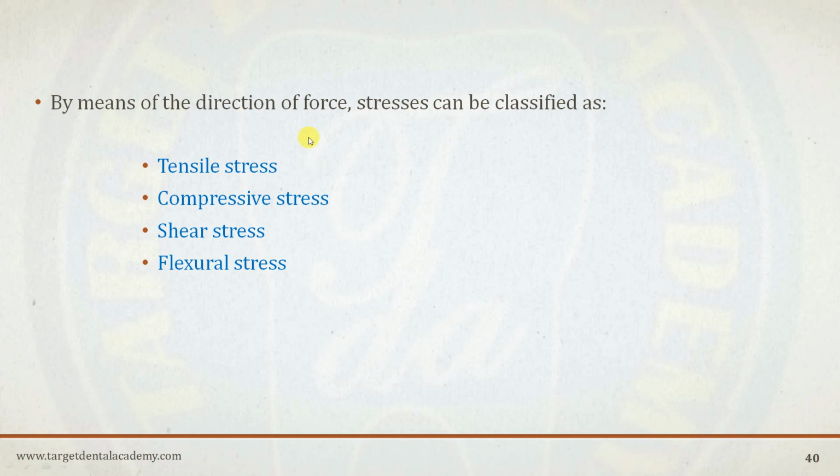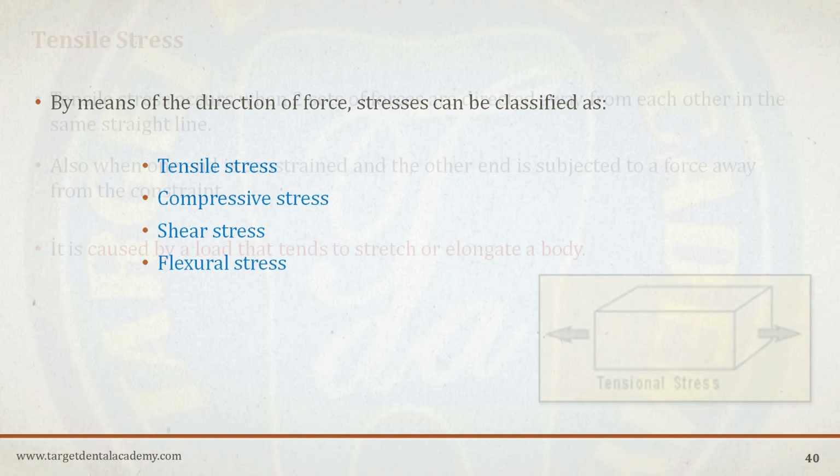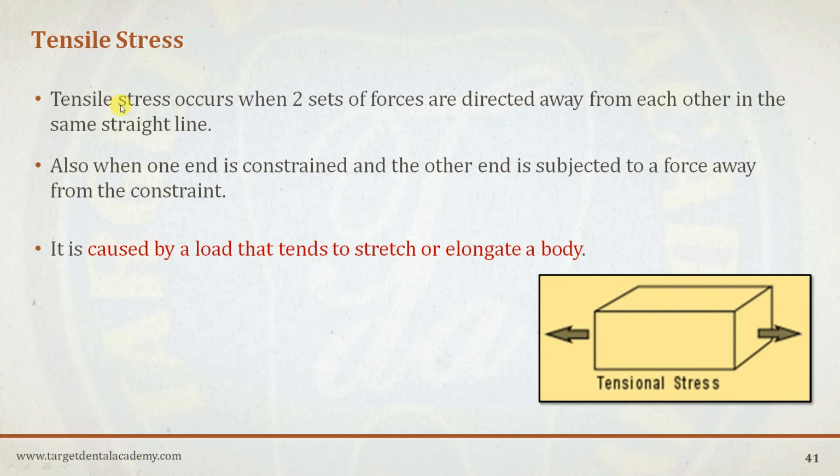By means of the direction of the force, stresses can be classified as tensile stress, compressive stress, shear stress, and flexural stress. Coming on to the tensile strength. Tensile stress occurs when two sets of forces are directed away from each other in the same straight line. Also, when one end is constrained and the other end is subjected to force away from the constraint.